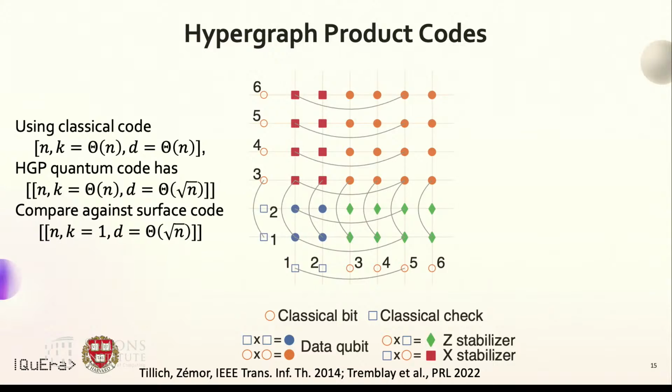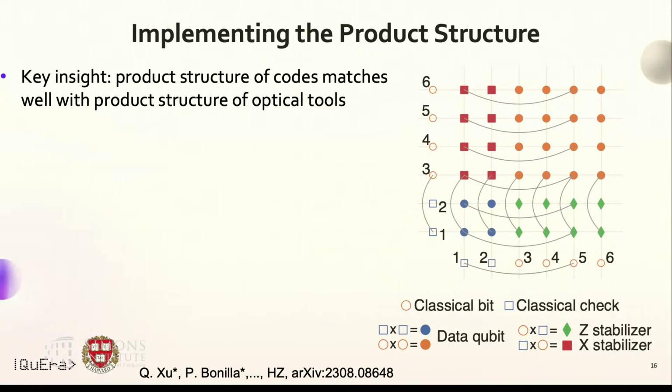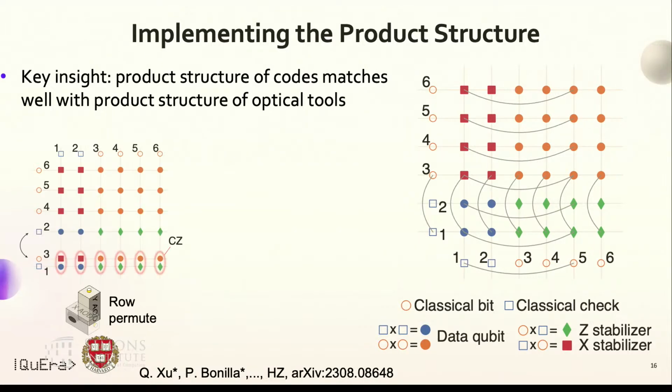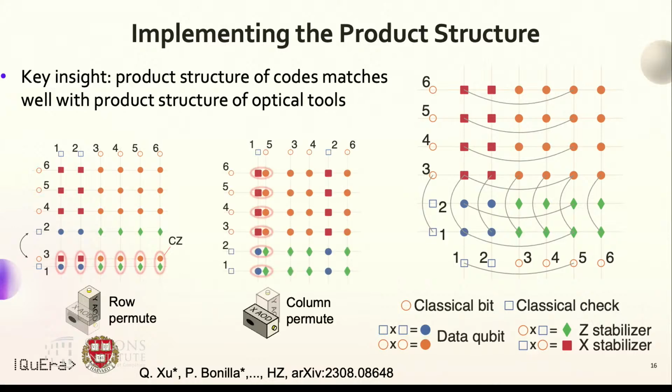Okay, great. So now we can go back and think about how we implement them. And I think I've already told you, essentially, we want to match the product structure of these codes with the product structure of the optical tools. They both have product in their name, so probably they're the same thing. And indeed, what we can do is implement parallel row permutations. First, this allows us to implement in parallel all of these connectivities like this. And then we can do the same thing in the vertical direction.